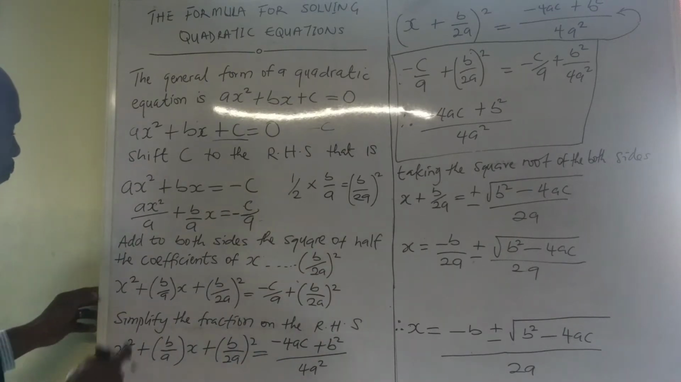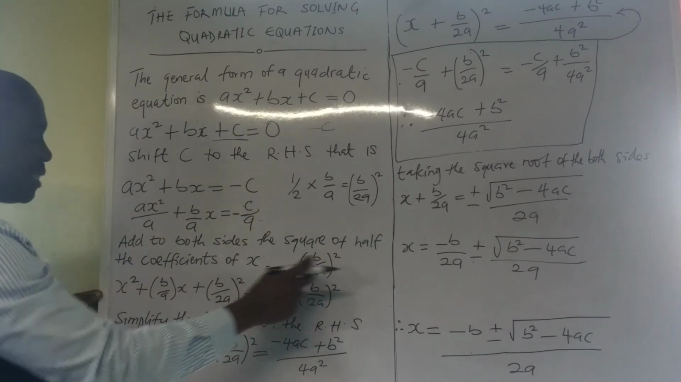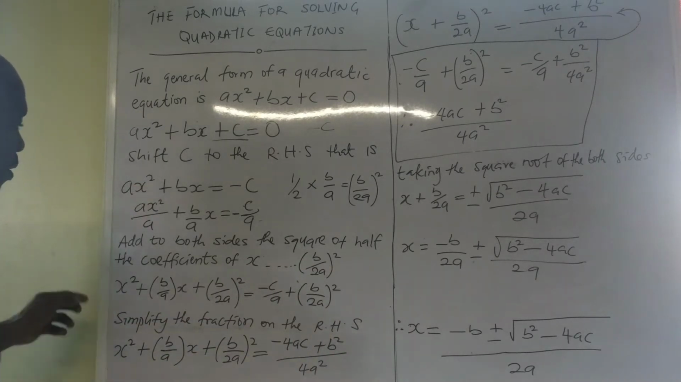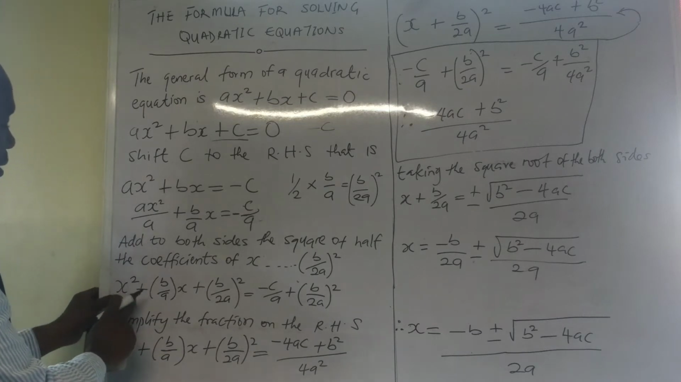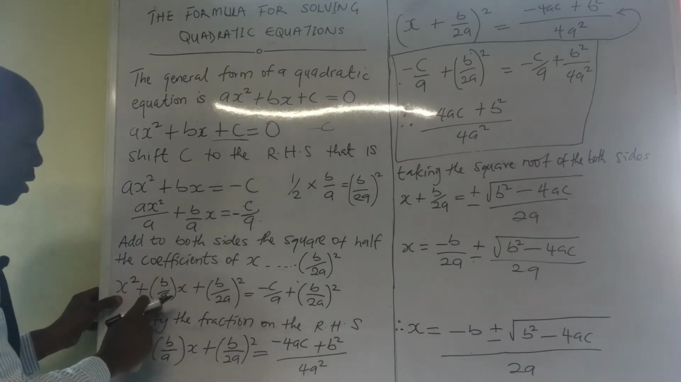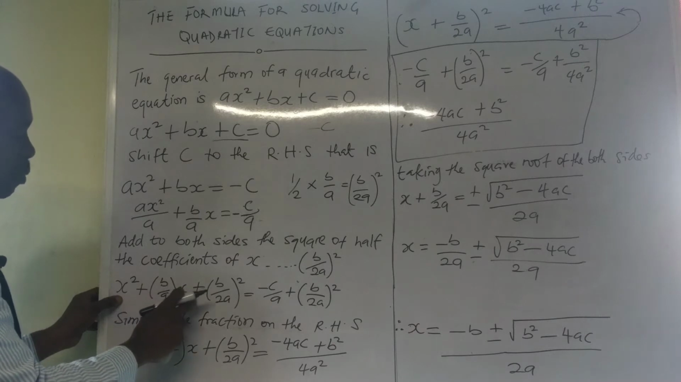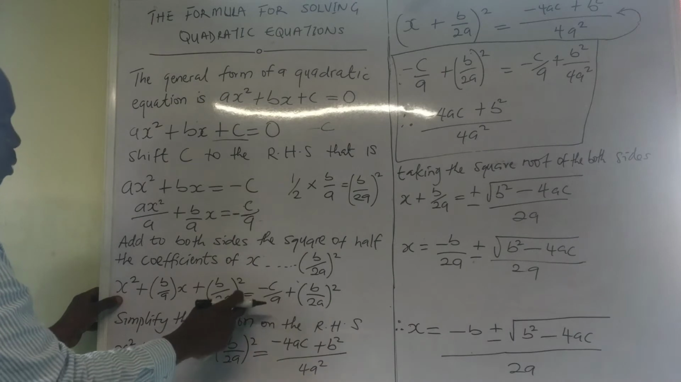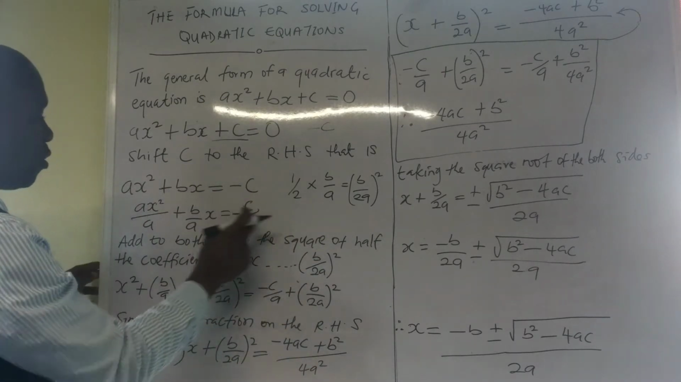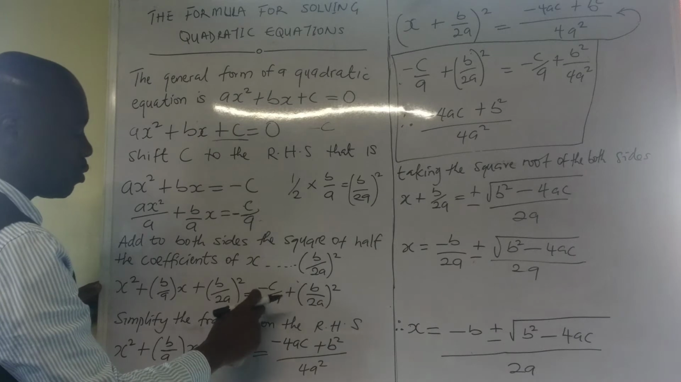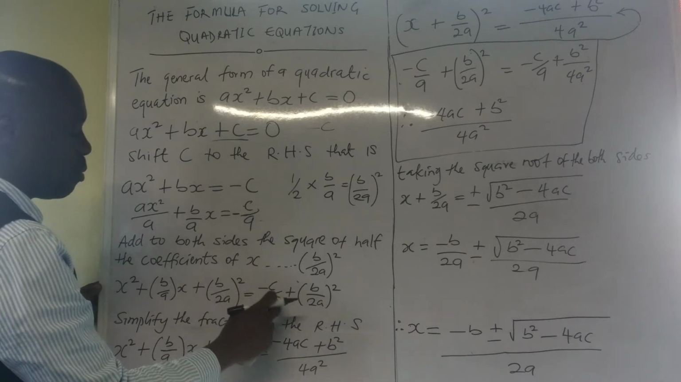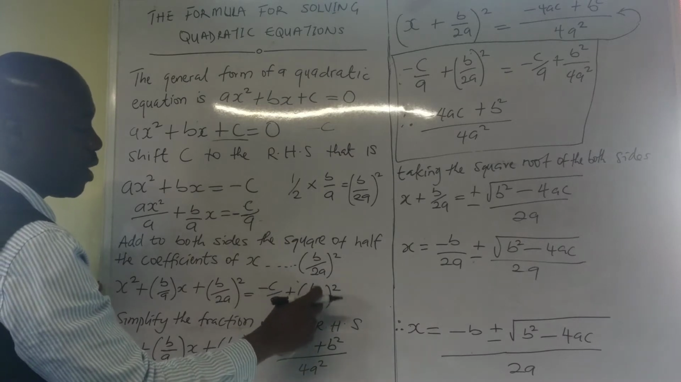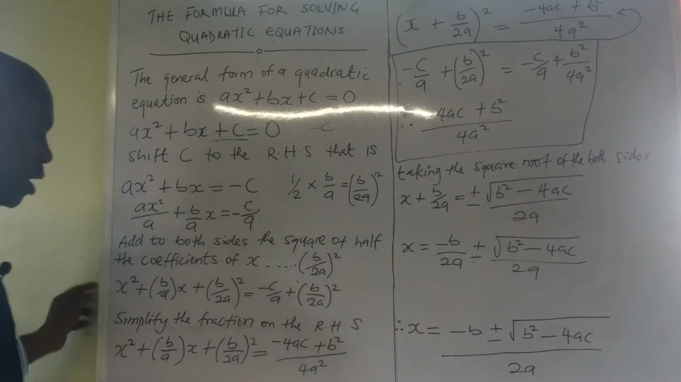So let's move further. We said we will add the square of half of the coefficient of x, this particular one, to both sides of our equation. So it will now become x squared plus b all over a, close bracket, x plus b all over 2a, close bracket squared. This same one, we had it plus the one outside too. It's now giving us minus c all over a plus open bracket b over 2a close bracket squared.